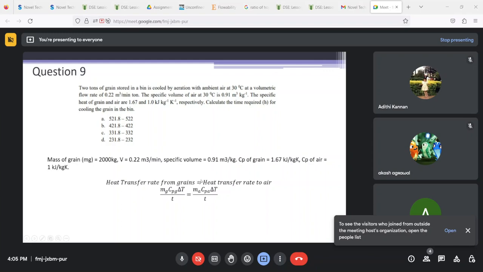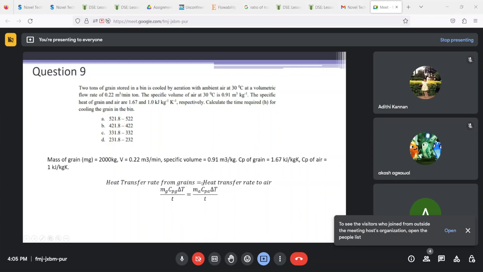That is equal to heat transfer to the air. So ma, the mass of the air, Cpa, the specific heat of the air, delta T divided by time. So this is equal. We already have mg, we have the Cp of the grains, and delta T will be the same for both. After a long time, when it is close to completing the process, your delta T will be the same for both, so you can cancel delta T on both sides, but we will discuss that later. So we have mg, cpg, cpa, and we need to calculate ma.